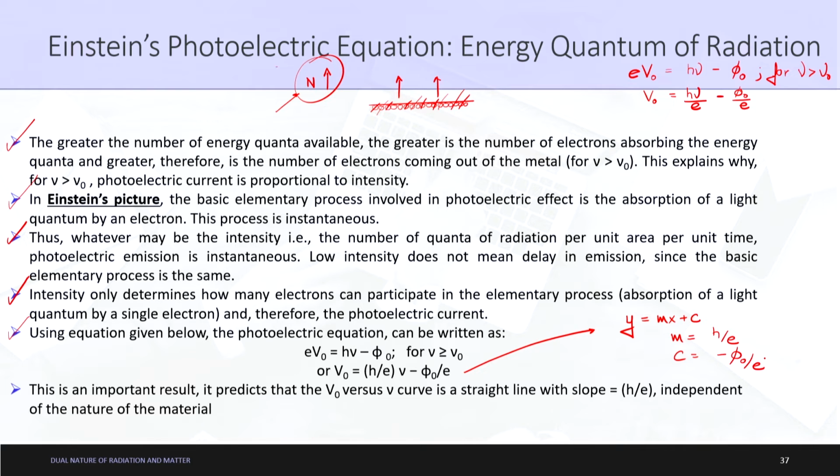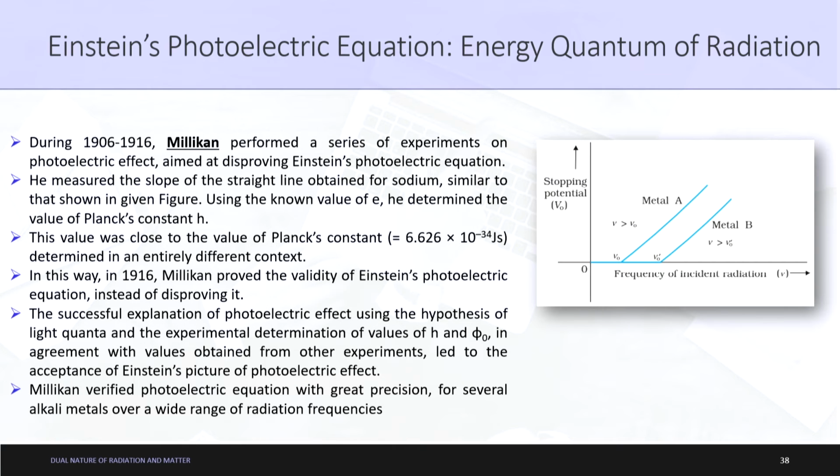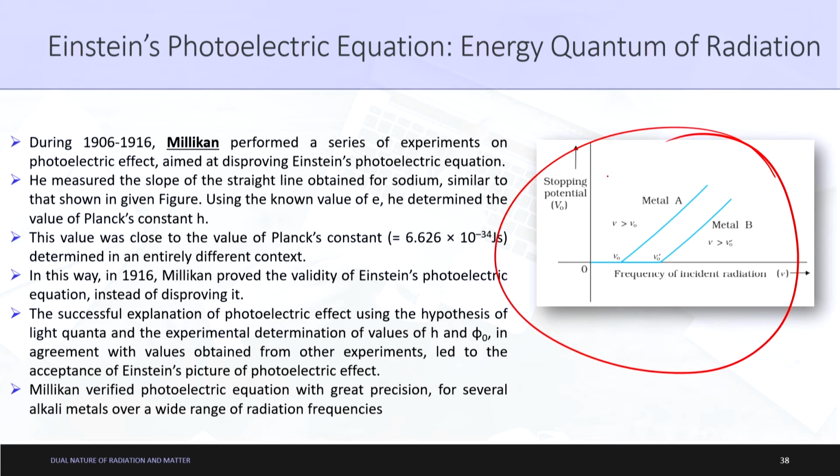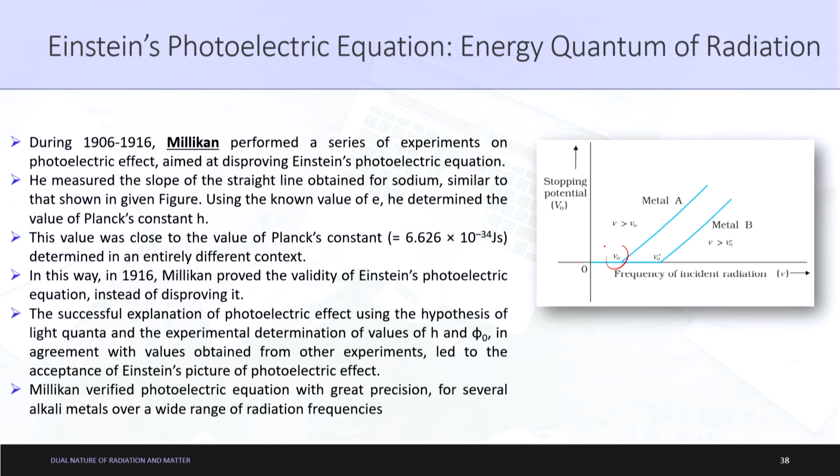Okay. Independent of the nature of the material. It does not depend upon the nature of the material. So, there is no phi naught in the slope, and it can be said that the slope is always constant, which is equal to h upon E. That is why, even for different metal surfaces, the value of the slope is always constant.